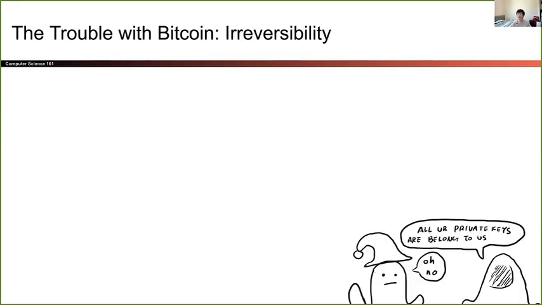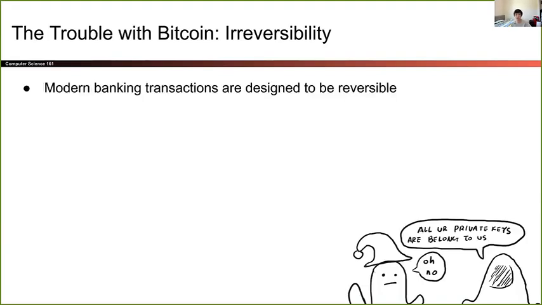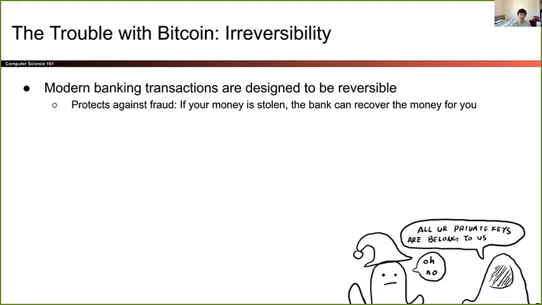There's also the issue that Bitcoin is irreversible. We said that this is kind of what we want, but if we think about modern banking transactions, these are designed to be reversible. If fraud is committed against us, and someone stole money from you, you can call Chase or Wells Fargo or whoever your bank is and say, hey, can you help me get my money back? And they'll say, yeah, we can look into this. Maybe we can reverse the transaction and so on and so forth.